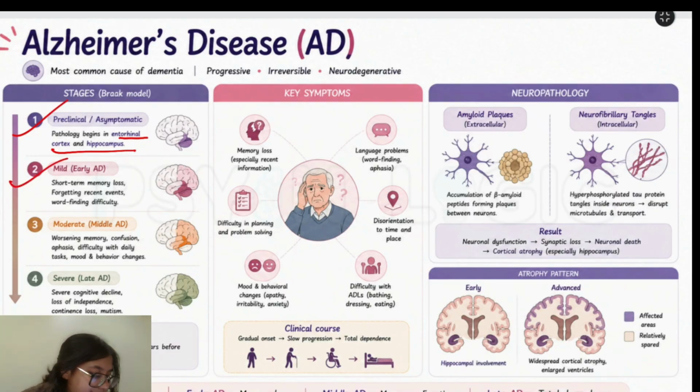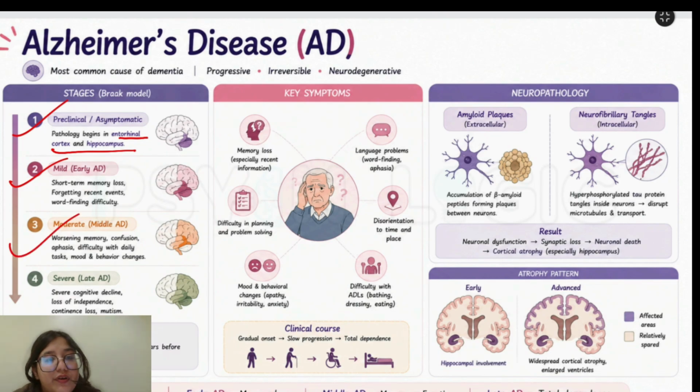Then there is stage 2, mild. There will be short-term memory loss. Patients will forget something that just happened in the morning, but they remember whatever happened 20 years ago. There is also word-finding difficulty. They know what they want, they just don't remember the right word for it. That is something we notice.